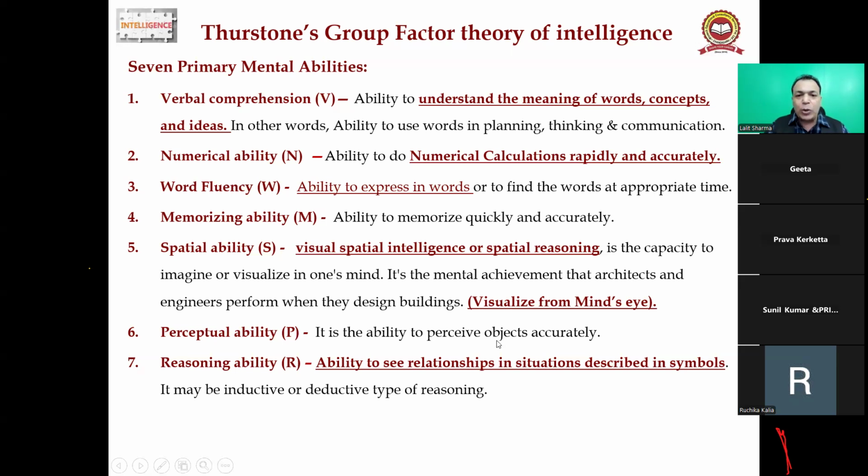Next step, perceptual ability. P. It is the ability to perceive objects accurately. So some have this ability. Last is reasoning ability. Ability to see relationship in situations described in symbols. It may be inductive or deductive type of reasoning.